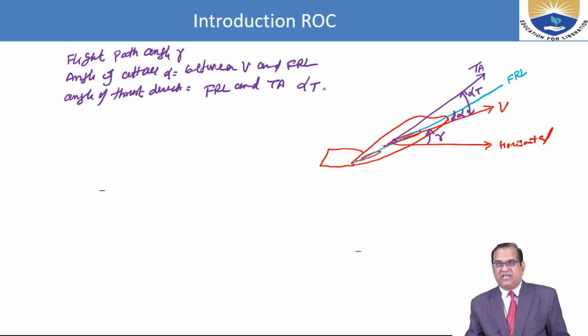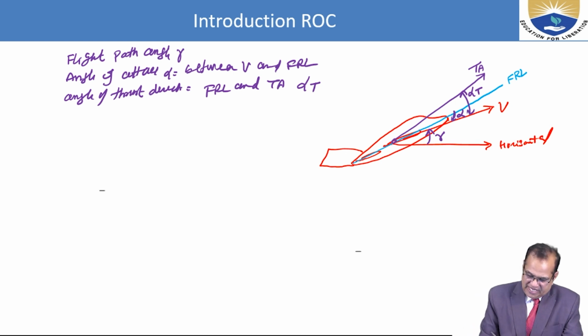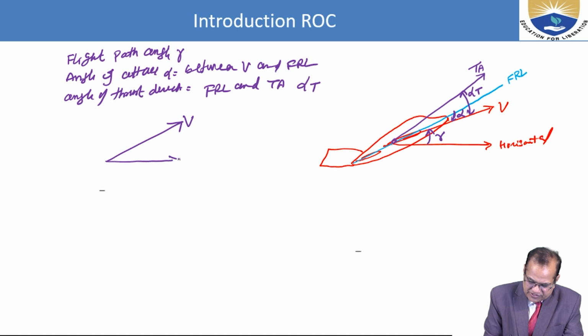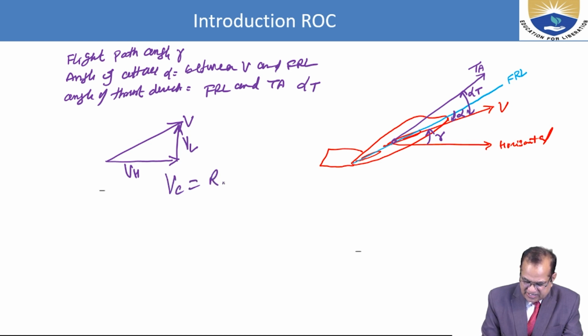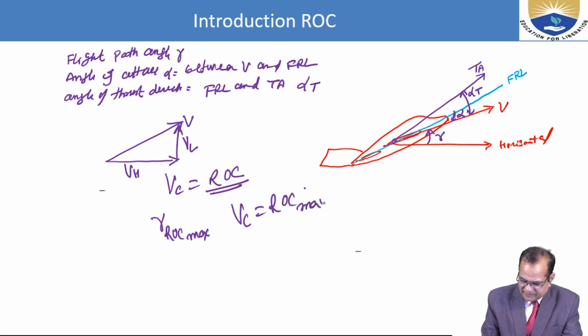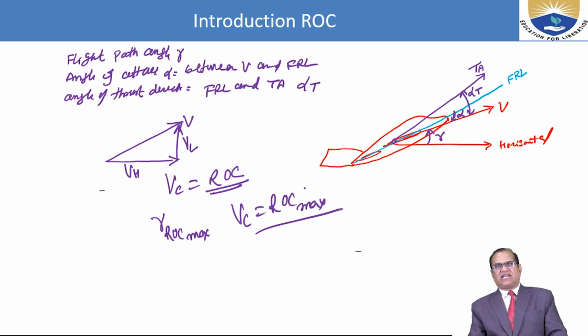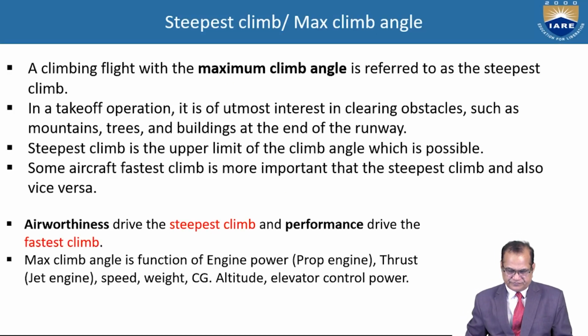So these are the three angles, and we have discussed that if this is the velocity V, this is the horizontal velocity Vh, and there will be a vertical velocity Vc. This Vc is the rate of climb, and for a better aircraft, gamma should be maximum, and Vc or rate of climb should be maximum. This we have discussed, and in this class also we will be discussing all these issues.